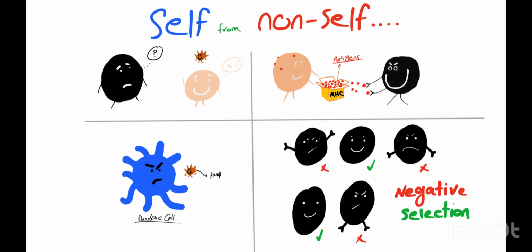MHC class I is found on all nucleated cells, and these molecules present peptides to cytotoxic T cells. MHC class II is present on antigen-presenting cells like macrophages and dendritic cells, and these molecules display foreign antigens to helper T cells, initiating an immune response. Pattern recognition receptors are found on innate immune cells like macrophages and dendritic cells. These receptors recognize pathogen-associated molecular patterns found on microbes like bacterial cell walls and viral RNA.